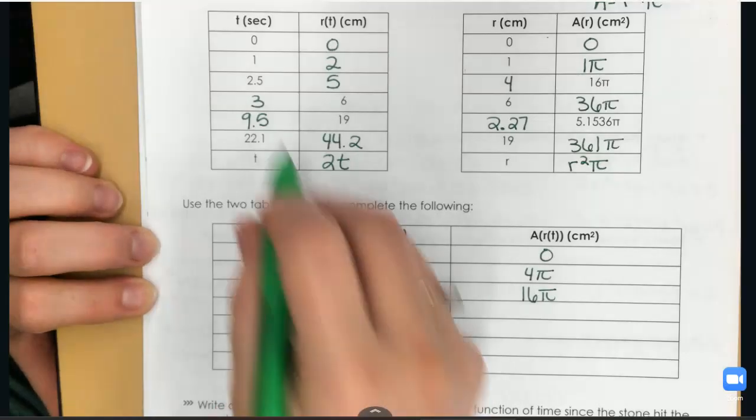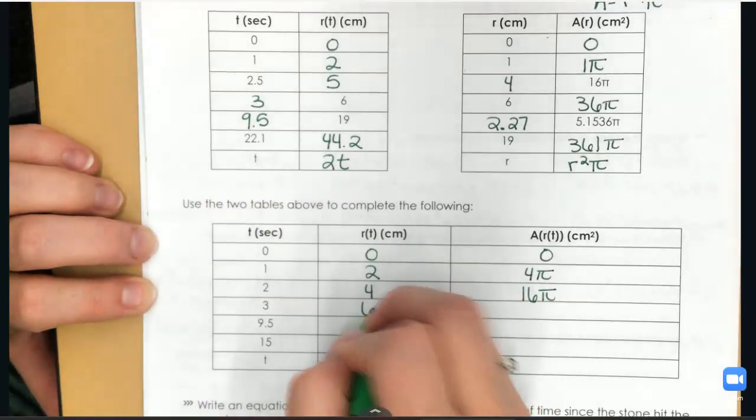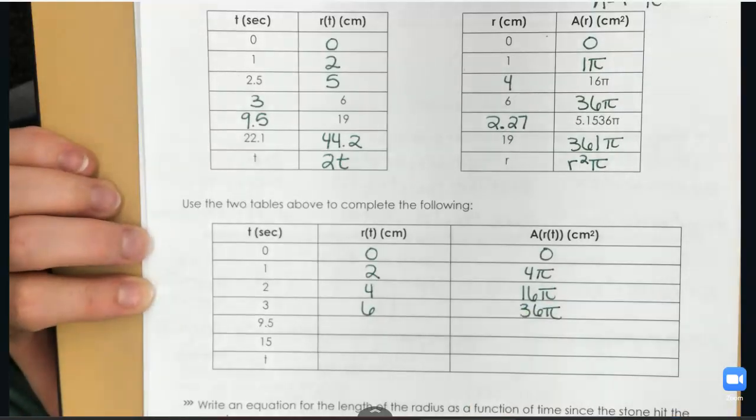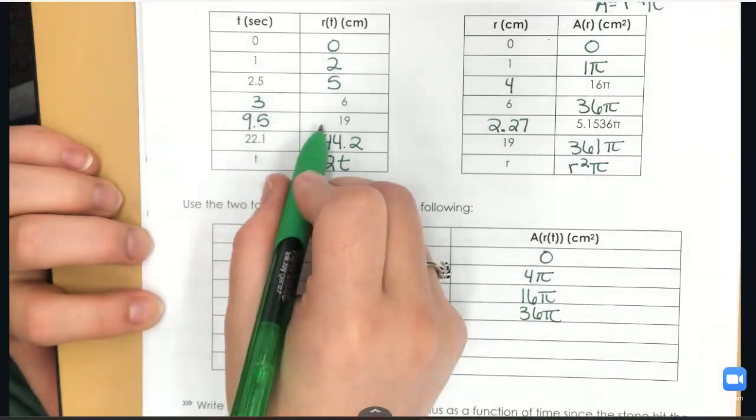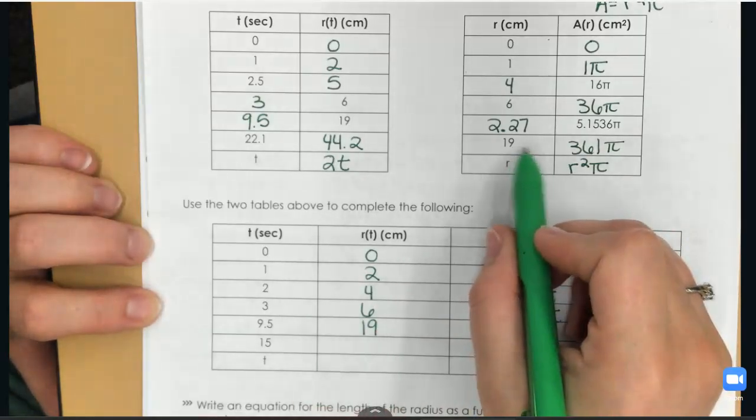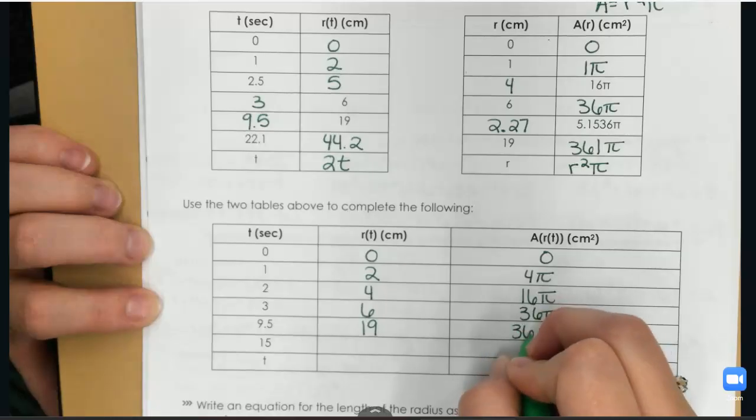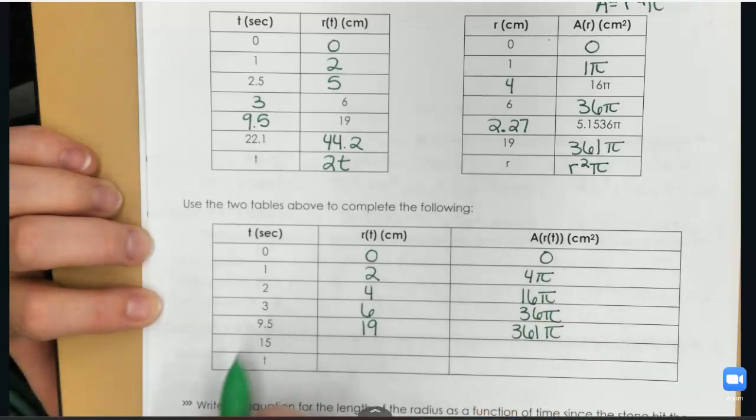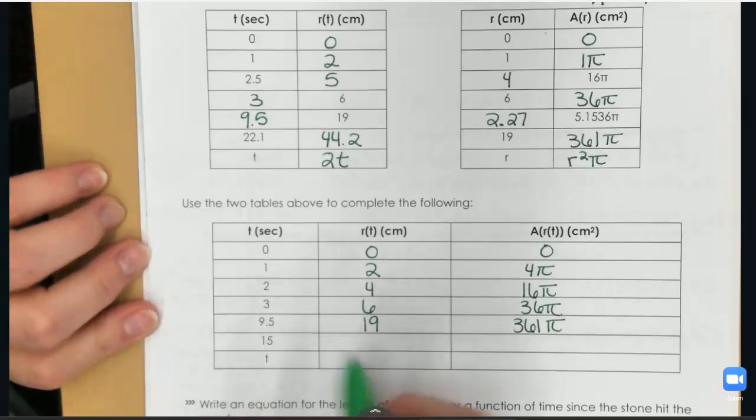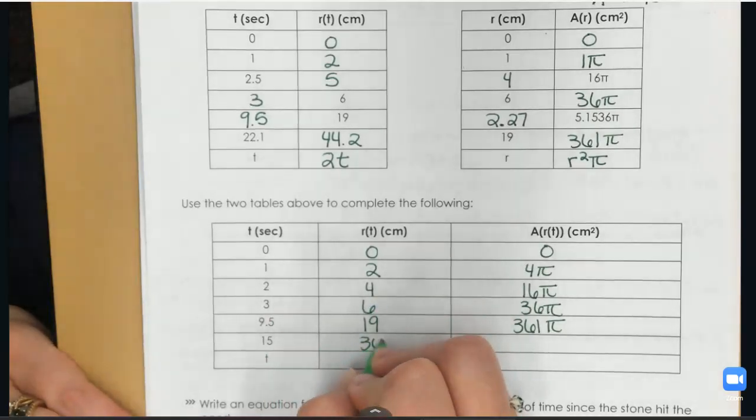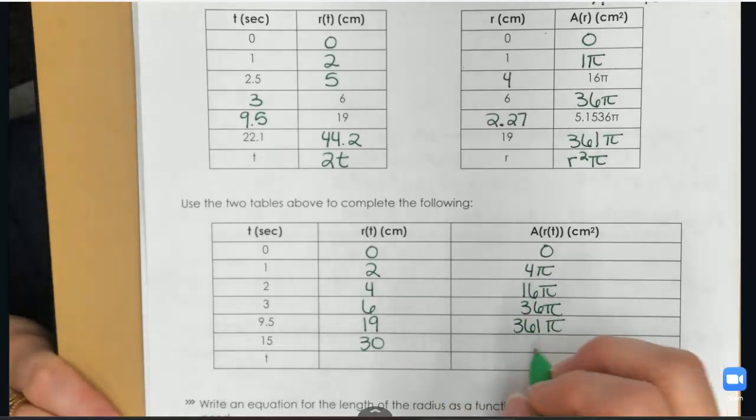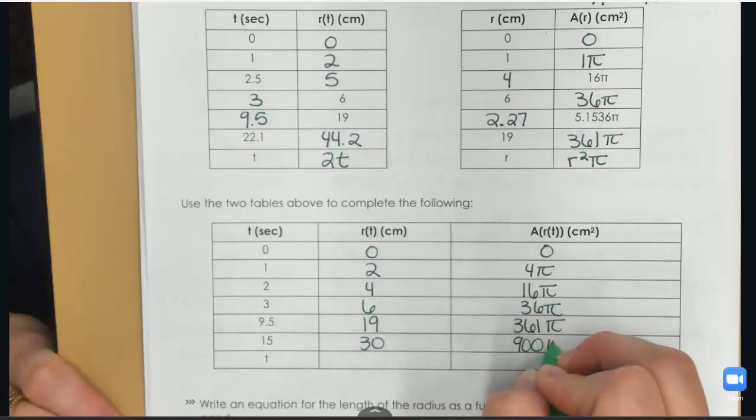At time 3, we know that our radius is 6. When my radius is 6, my area is 36 pi. At 9.5 seconds, my radius is 19. And at 19 centimeters radius, my area is 361 pi. Now, here's one that we don't have yet, but if my time is 15, I know that I can double time to get my radius, so that would be 30. Then to get my area, that would be 30 squared pi, or 900 pi.